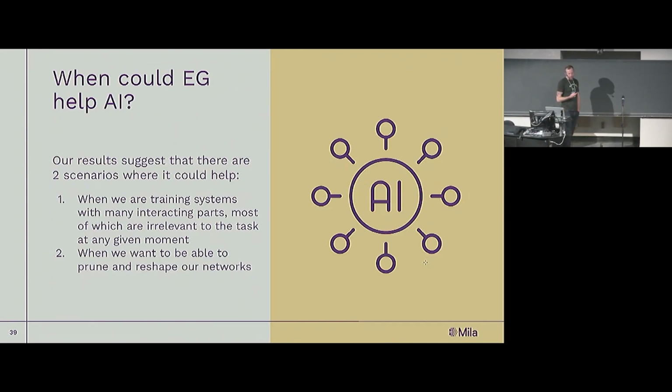And lastly, as a very kind of tangent thought, it's possible that this could be useful for AI, specifically in situations where you're training many interacting parts of which only a subset are relevant at any given moment. Or if you want to be able to prune your networks down for edge computing scenarios where you don't have the luxury of a large neural network.